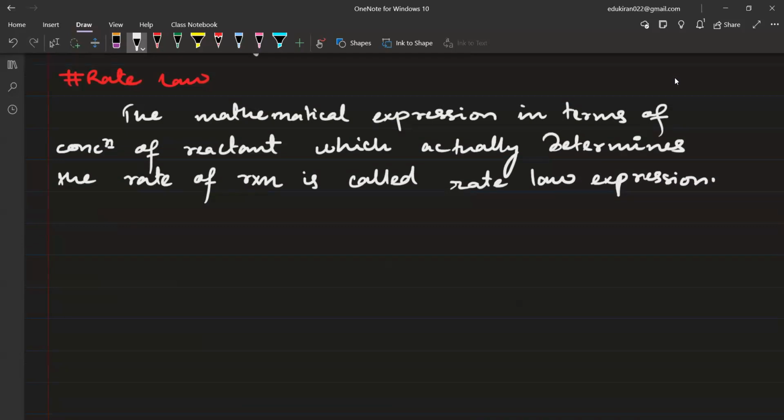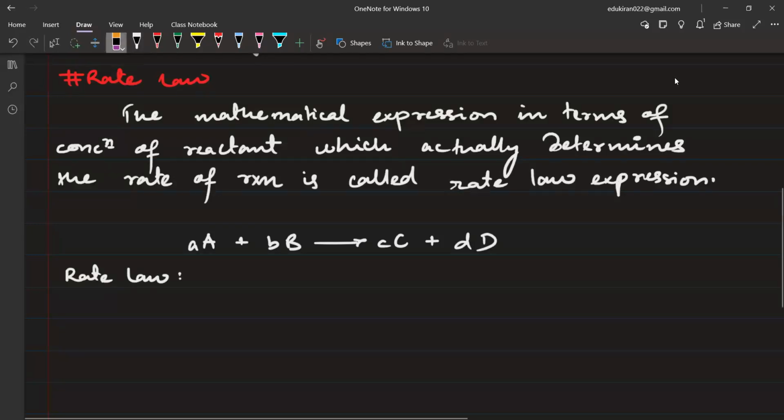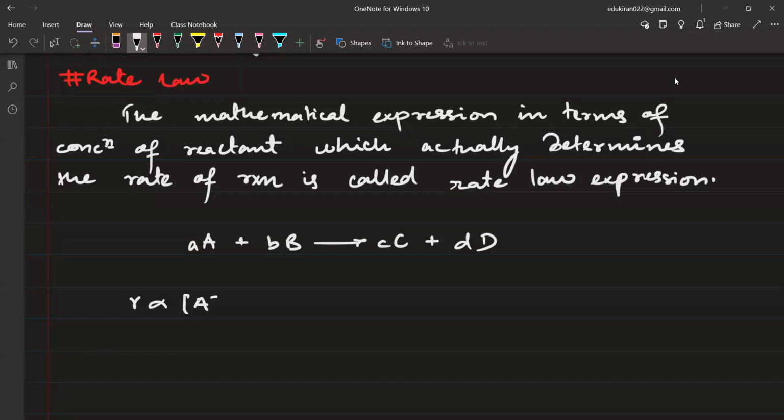So now for a general reaction aA plus bB gives you cC and dD. So here the reactants are A and B. Then what we can say, the rate law is... Let's first do a light derivation for you. See, the rate will be proportional to the concentration of A.